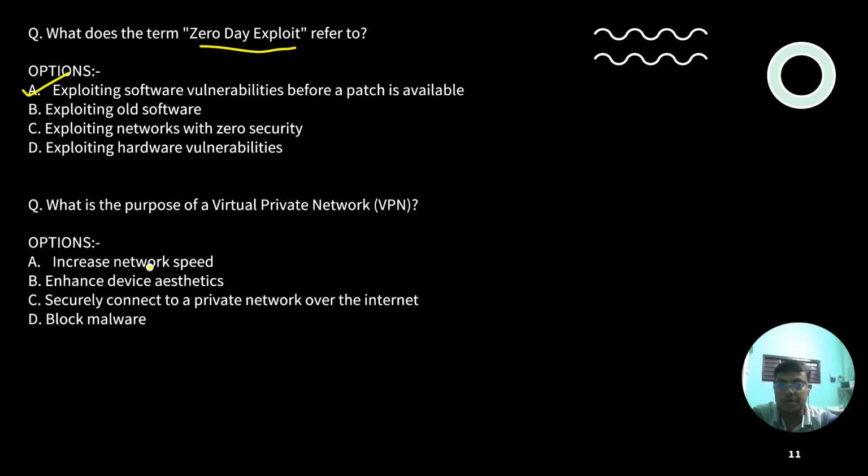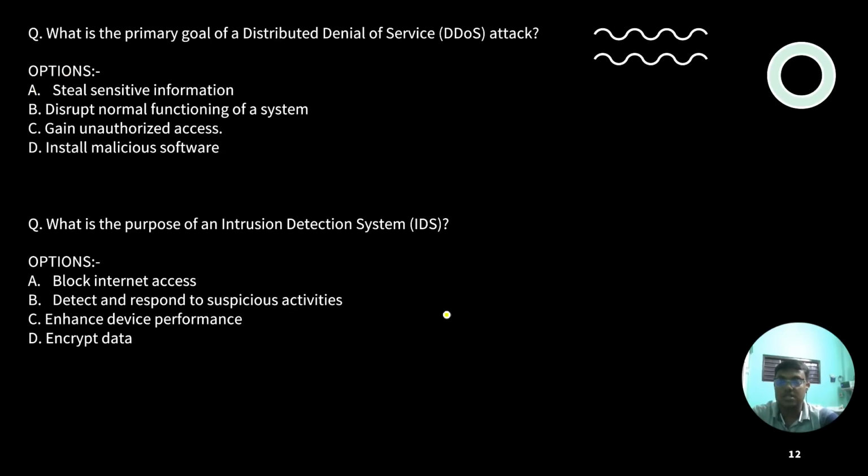Next, what is the purpose of VPN? So VPN is used to securely connect to a private network over the internet. So that is the correct option. Next, let's move on to the next question.